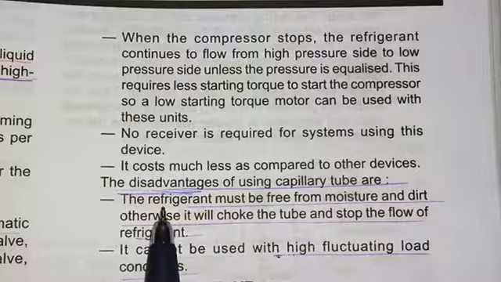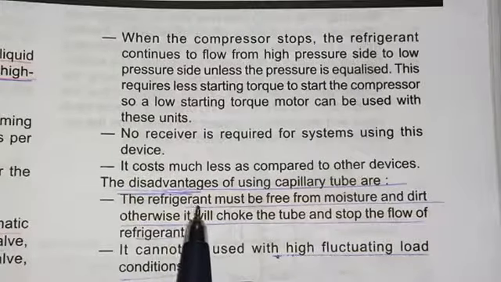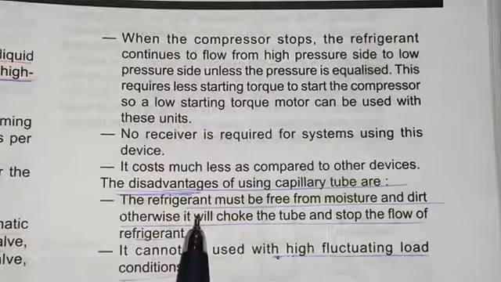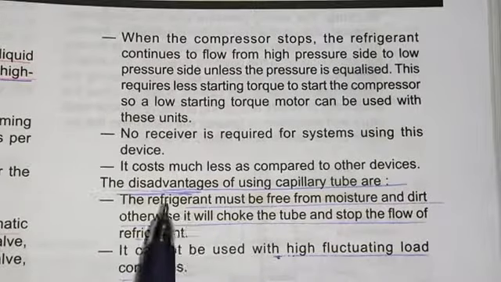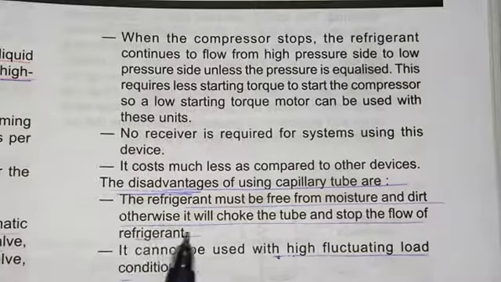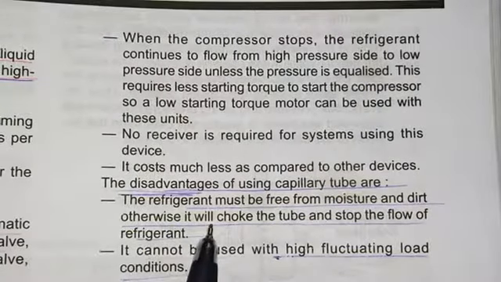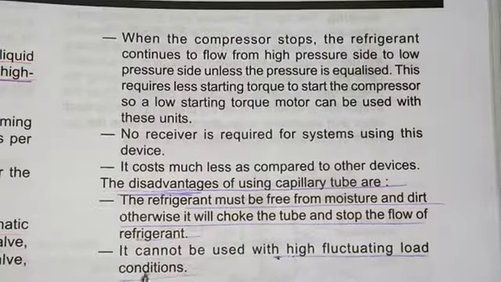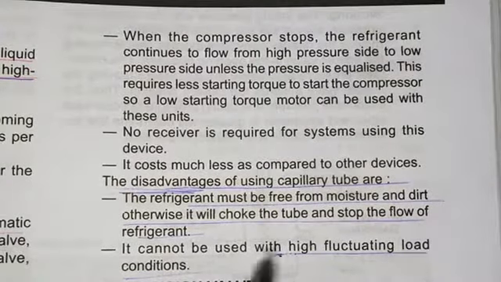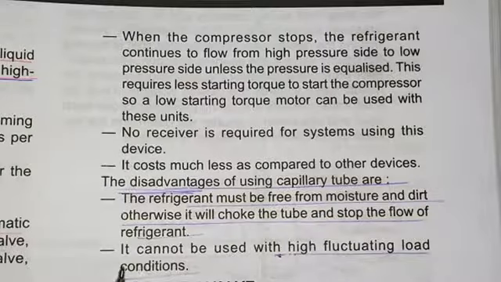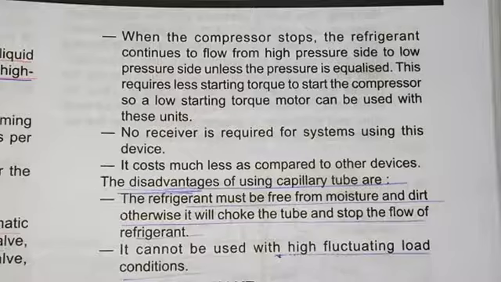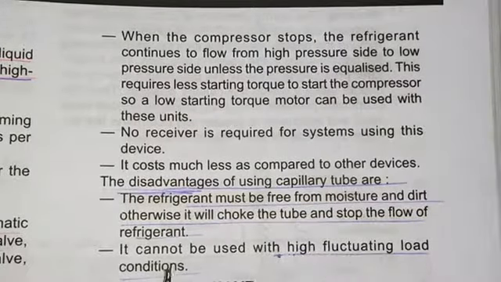If there is moisture content inside the capillary tube, or there are dirt particles, then that may choke the capillary tube, since its internal diameter is very low, so that may restrict the flow of refrigerant and make it inefficient. And the second is that it cannot be used with highly fluctuating load conditions, since the amount of refrigerant that passes through the capillary tube is restricted due to its low bore diameter.